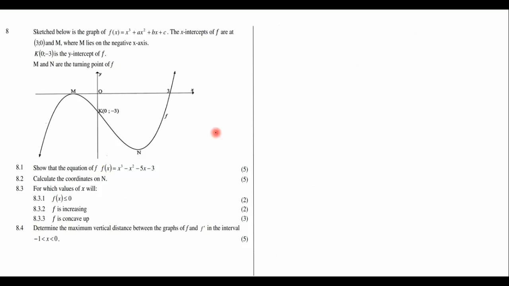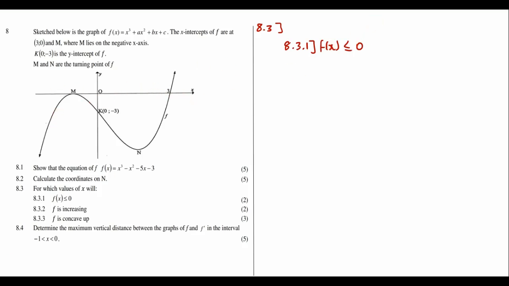All right, let's have a look at 8.3. 8.3 says: for which values of x will f of x be less than 0? Okay, so what does it mean when they say that f of x is less or equal to 0? Less or equal to 0 means that we need to look for the graph where it is below the x-axis.